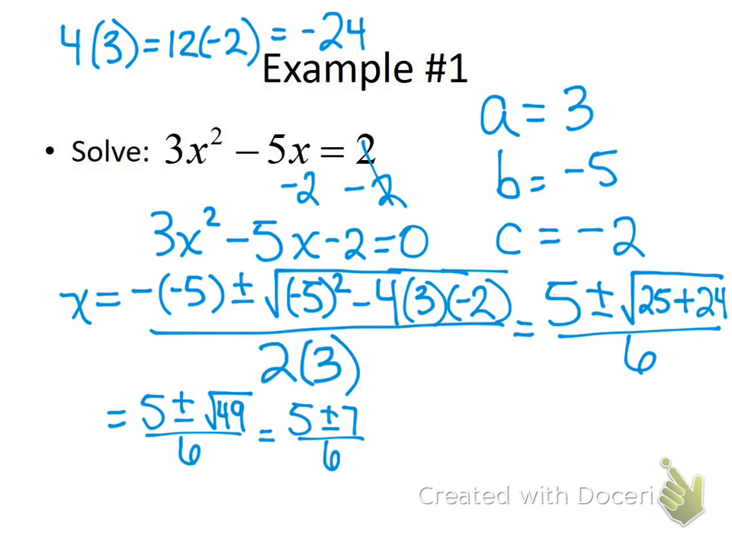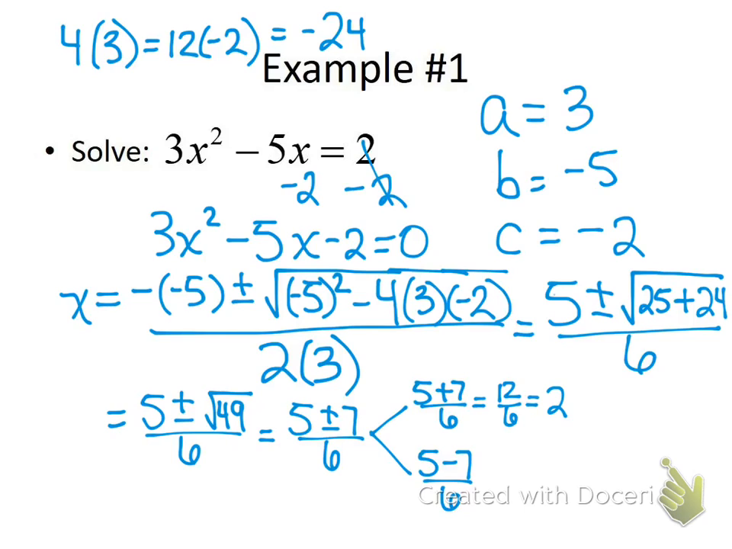Now, we split it. Because the radical simplified nicely, we can split it up and get 2 nice answers. So we are going to take 5 plus 7 divided by 6 and 5 minus 7 divided by 6. Okay, so what is 5 plus 7? 12. 12 divided by 6 is 2.